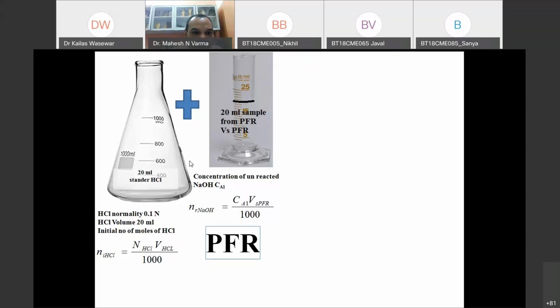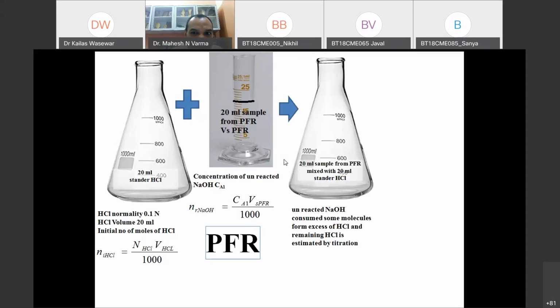Now I will mix this and this. So what will happen? This remaining NaOH will react with some of the molecules. This unreacted NaOH will consume some of the HCl from the excess HCl. And the remaining HCl is estimated by titration.